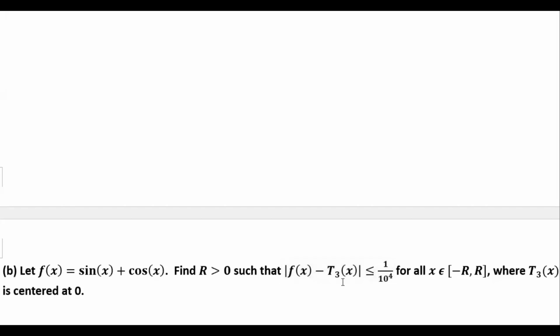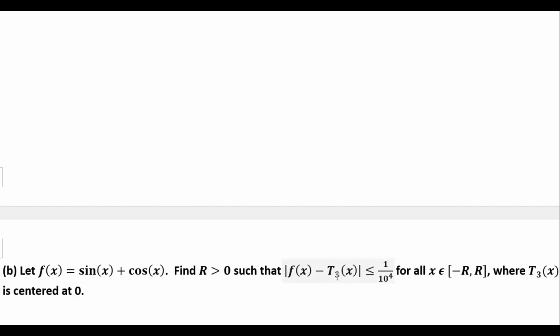And so it's probably related to Taylor's inequality and all that, because you want the remainder or the error to be less than or equal to something. This 1 over 10 to the 4th, this is what this is all about. Okay. And he assumes you know what T3 is also. But anyway, if you don't know, T3 is the third order Taylor polynomial.